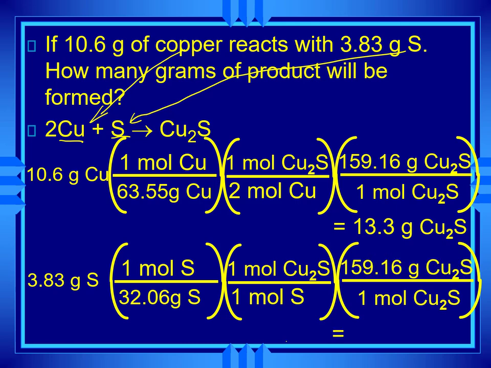And when I push those buttons, I get 19 grams of copper 1 sulfide. So if I run out of sulfur, I'll make 19 grams. If I run out of copper, I'll make 13.3 grams. How much am I going to make?